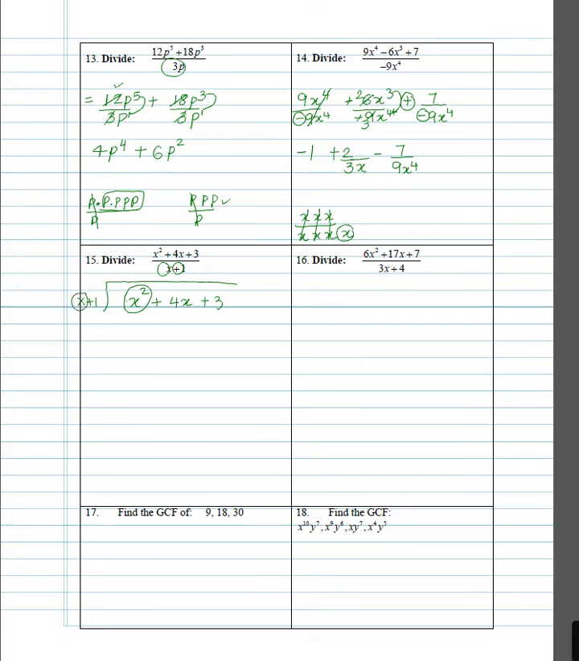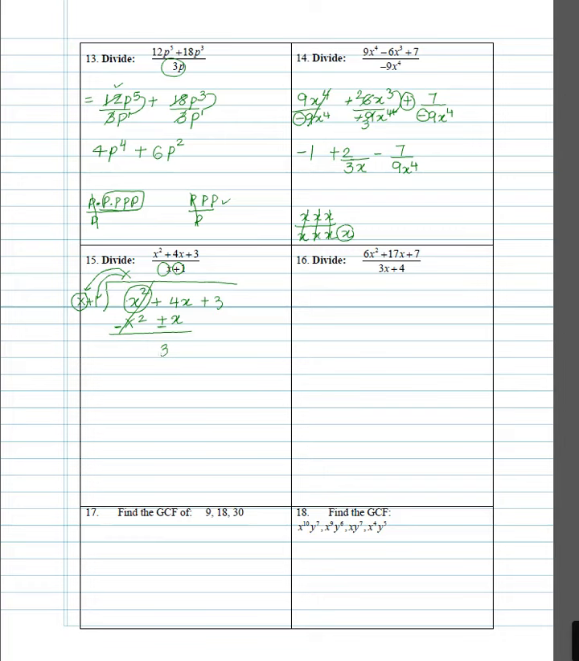Now x goes into x squared how many times? x times. What do I do with the x? I multiply x times x, x squared, x times 1, x. What do you do in division? You subtract. So you go ahead and change your sign. This becomes a negative, this becomes a negative. Your first term should always cancel out. If it did not, then you probably made a mistake.